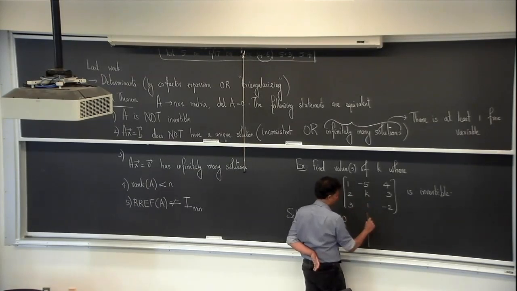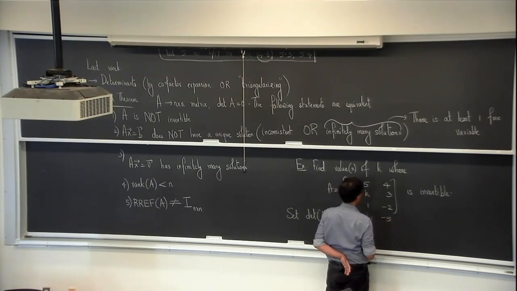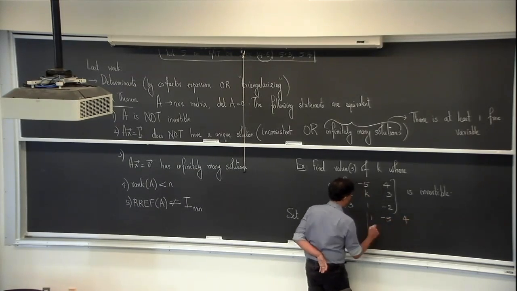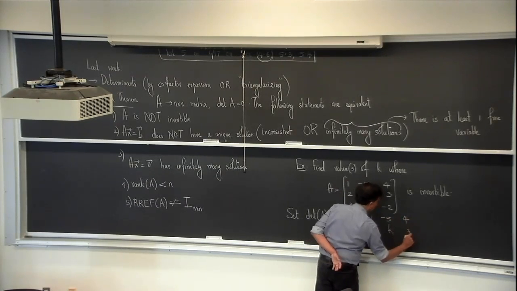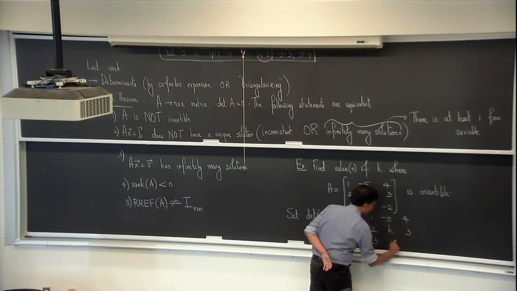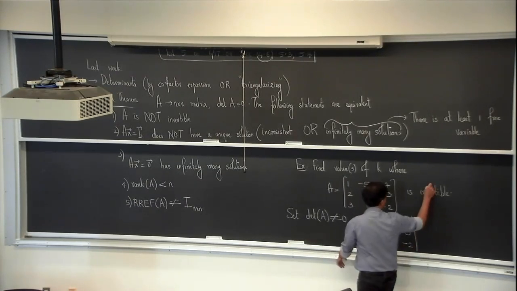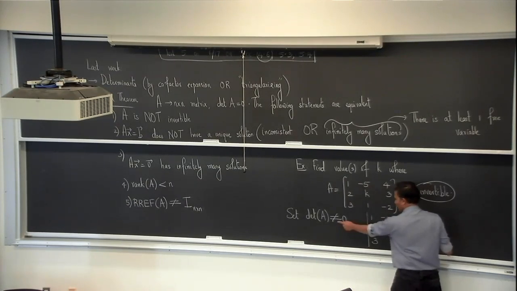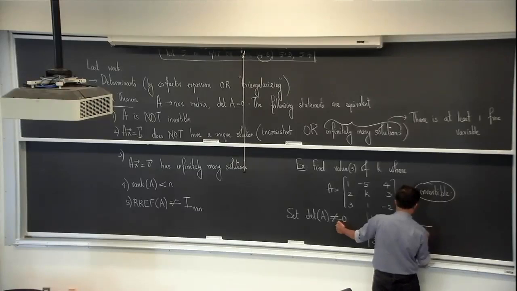So 3 by 3, there is nothing much going on here. The determinant of the matrix with rows 1, -5, 4; 2, k, 3; and 3, 1, -2. Once again, the question is about invertibles, so the statement is determinant not equal to 0.